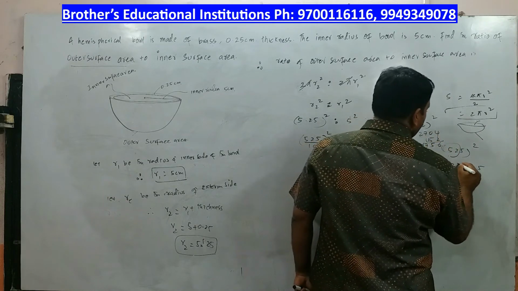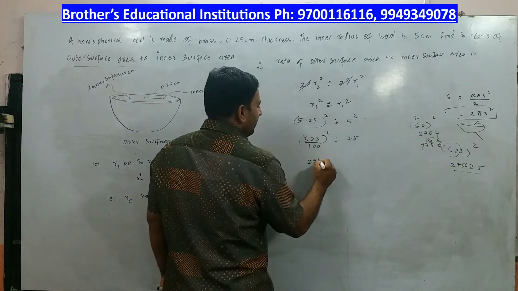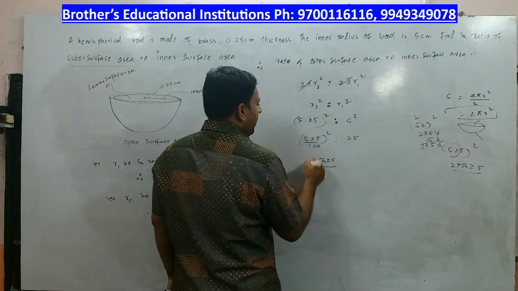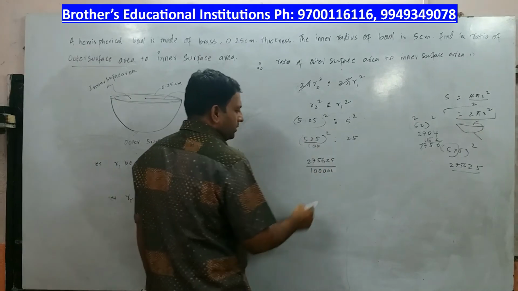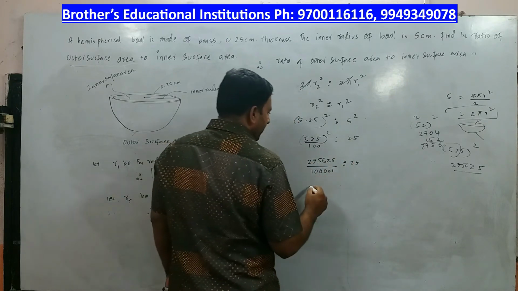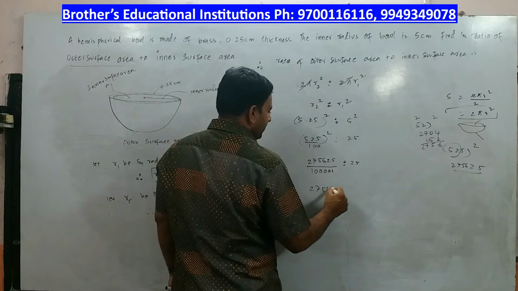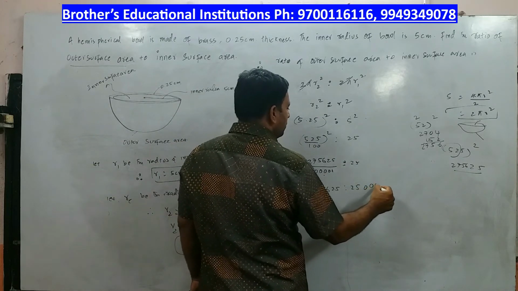275625. So 525 whole square is 275625 divided by 100 followed by 2 zeros, which is to 25. Now if I cross multiply, it is 275625 is to 25 followed by 4 zeros.